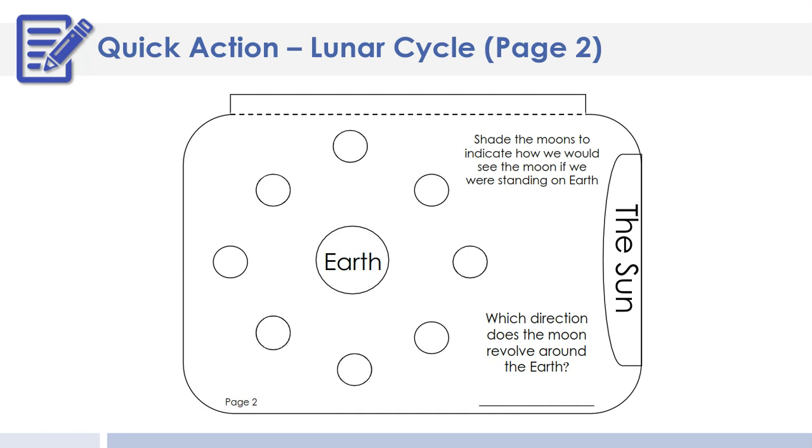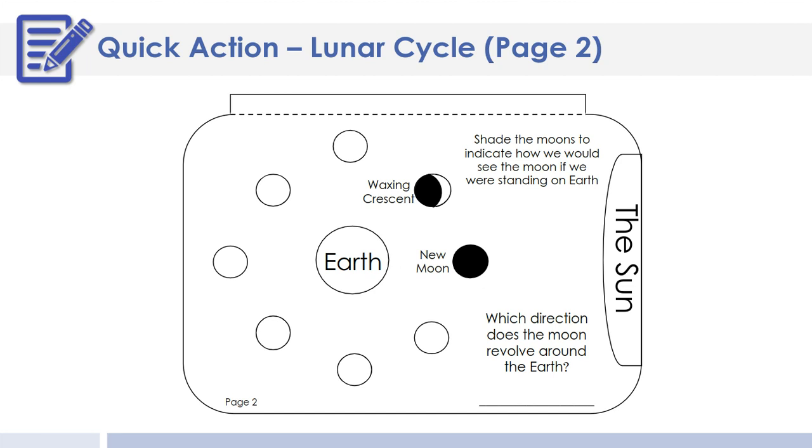So now you're going to shade the moons to indicate how we would see the moon if we were standing on Earth. All right, so now we're on Earth, we're not in space. Here would be our new moon. All right, remember, because when the moon is in between the Earth and the sun, this side would be lit, this side would be dark. Well, if we're on Earth, we're only going to see the unlit portion.